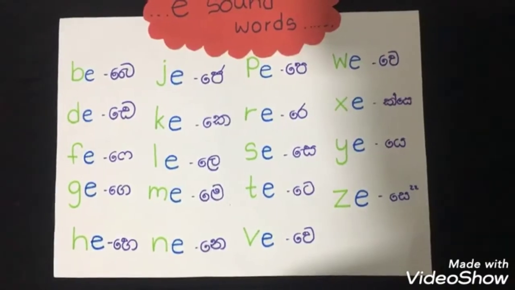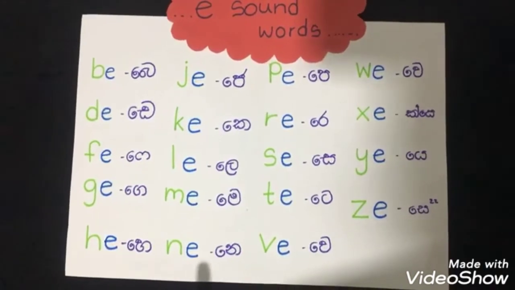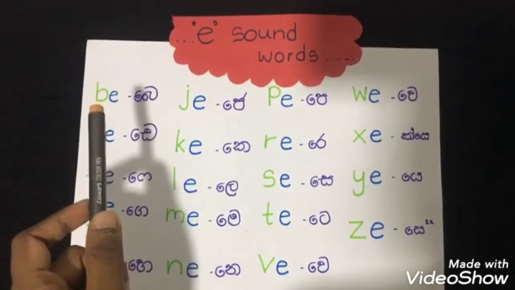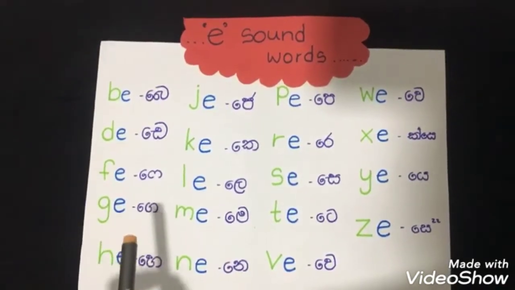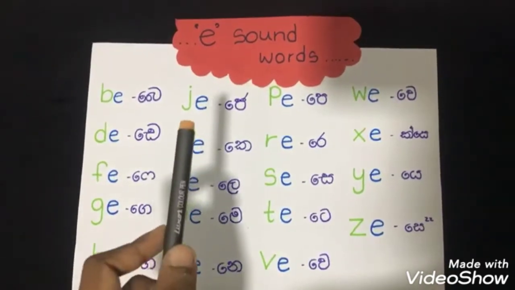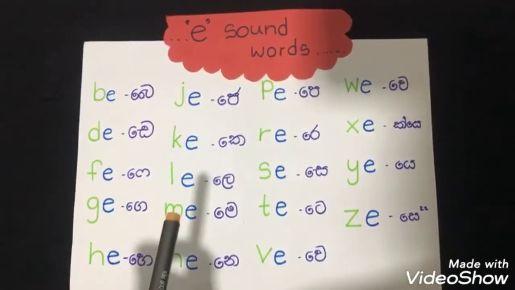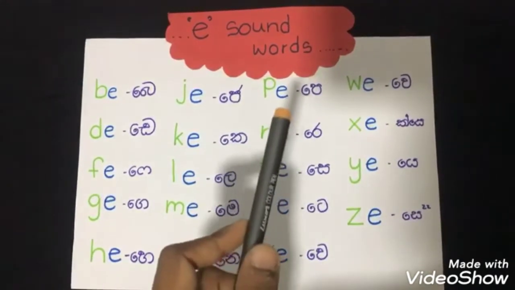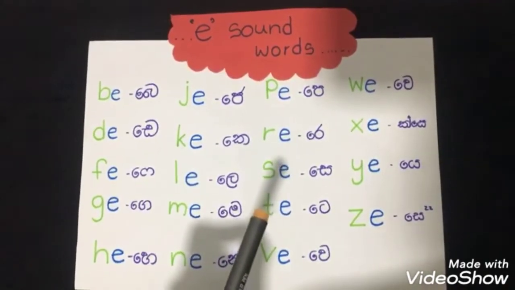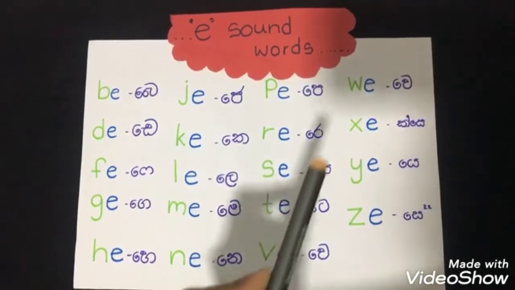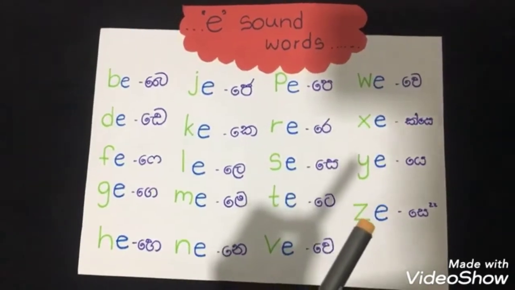Let's pronounce these letters with using A sound. Okay, let's pronounce it. B, De, fe, ge, he, je, ke, le, me, ne, pe, re, se, te, ve, se, ye. Z.